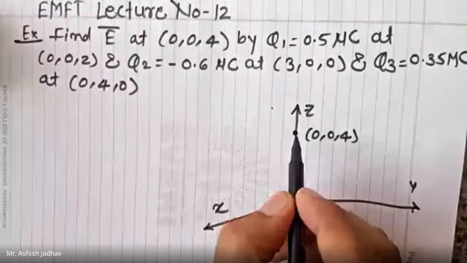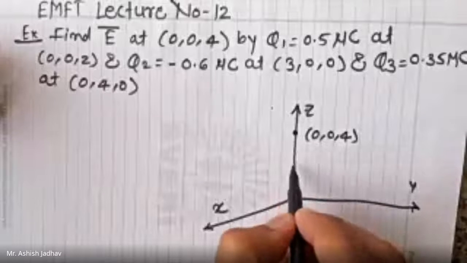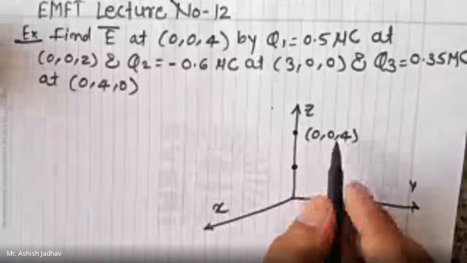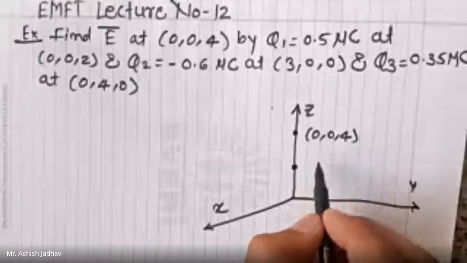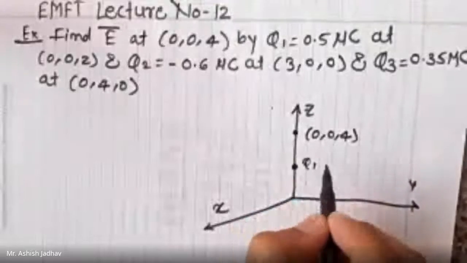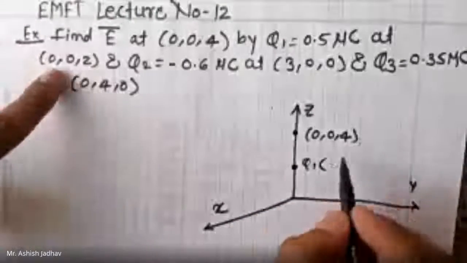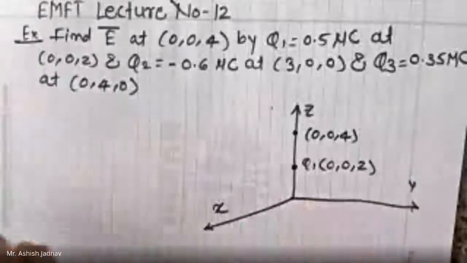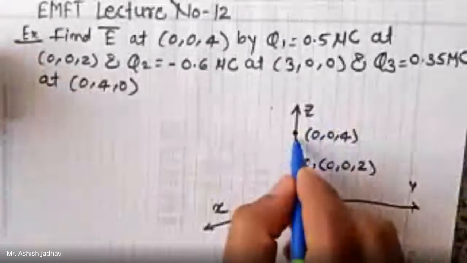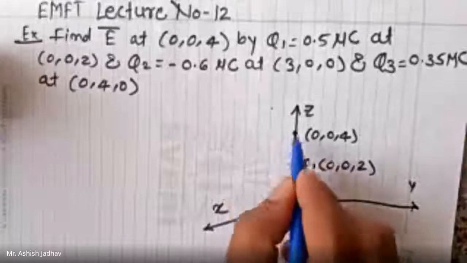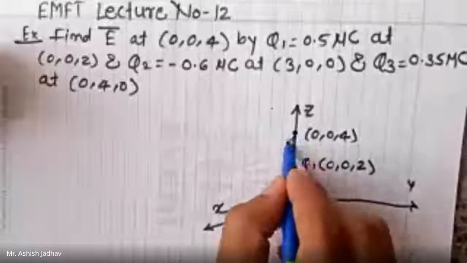You need to find the electric field intensity at this place. For that, you have 3 point charges. One is located at, let's say, 0, 0, 2, right? So Q1 is located here. Q1 is located at 0, 0, 2. First, we have to calculate the electric field intensity because of this charge Q1. So this will be the direction of the electric field intensity.